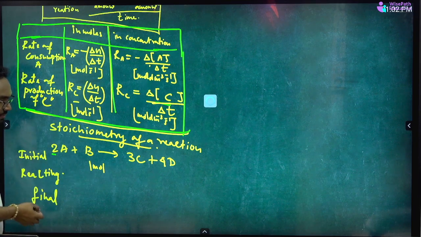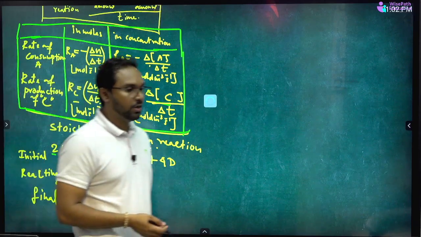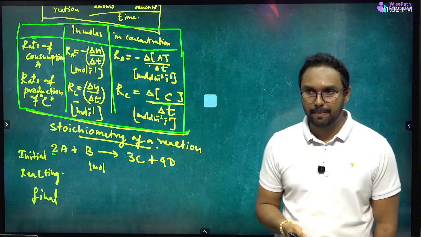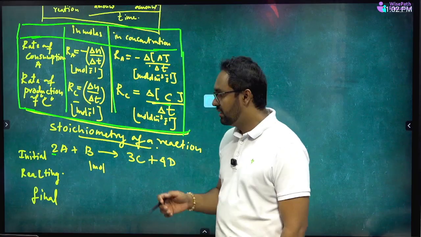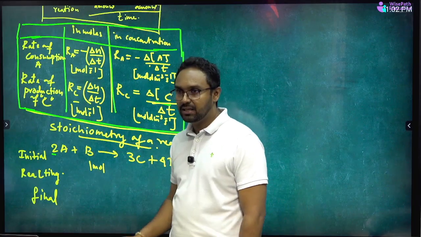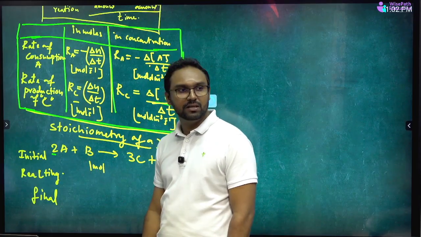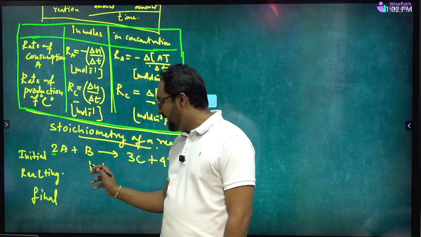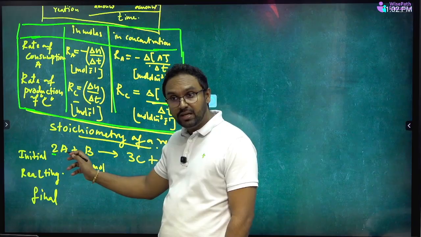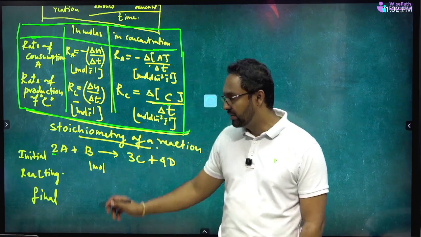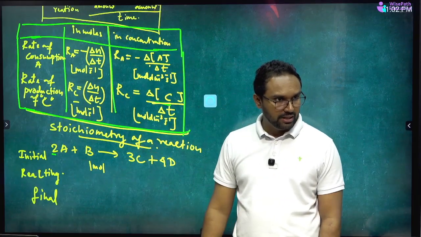This is 1 mole of B. For this 1 mole of B to react completely, how many moles of A is necessary? That is when the stoichiometry comes in. The ratio between B and A is 1 to 2, which means to react 1 mole of B, you need 2 moles of A. Get it?